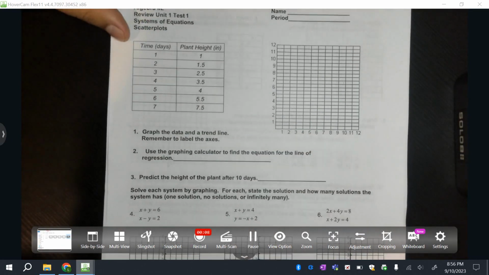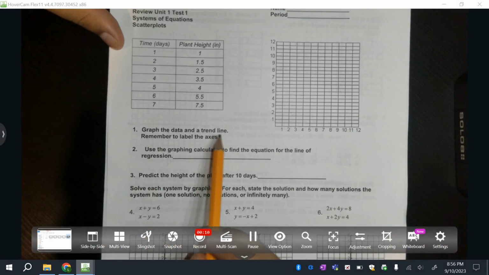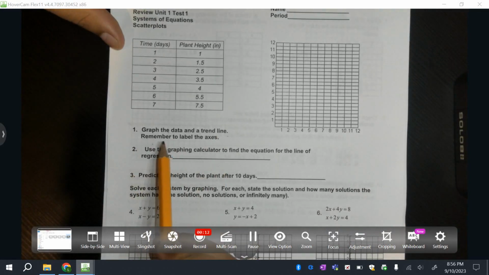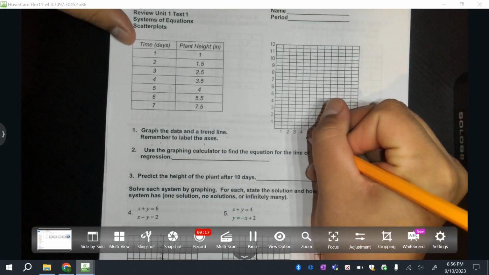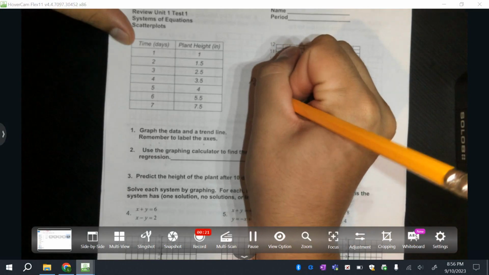Let's get started on number 1. It says graph the data and a trend line. Remember to label the axis. Alright, so we got our points here. We have time, which represents our x-axis, and then plant height, which is going to represent the y.